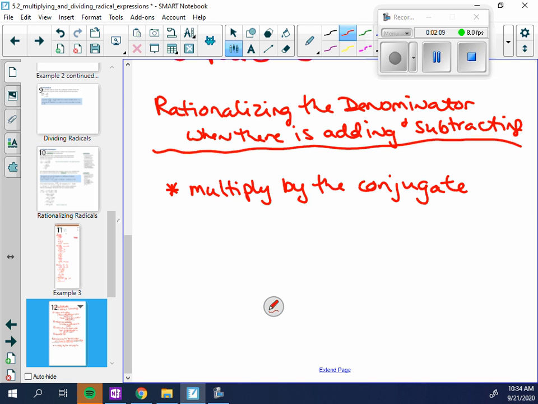And vice versa. If our denominator had a two-piece, like a binomial down there, that had a minus, we're going to multiply by the one with plus. Okay, and then I'm going to show you why that works. So multiply by the conjugate. It's the same binomial, but opposite middle sign.